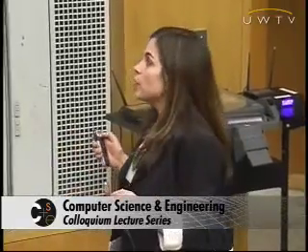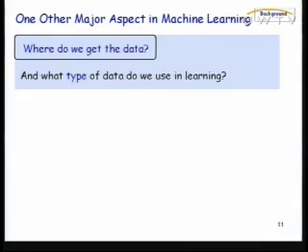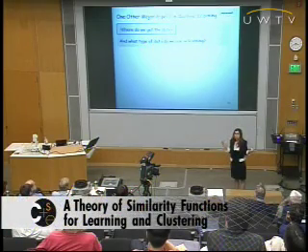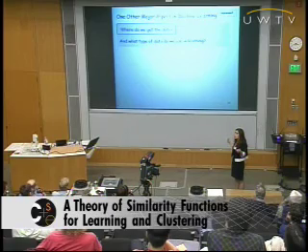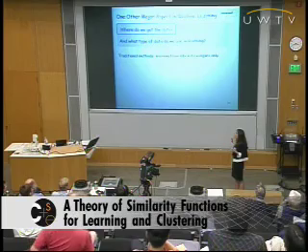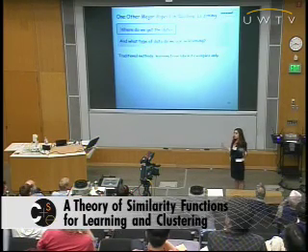And I'll talk about this in a few slides, but first, let me mention one other increasingly important aspect in machine learning today. And this is, where do we get the data from, and what type of data do we use for learning? So far, I have talked about supervised learning only. For the spam problem, for instance, I assume that we have labeled examples only. And this is the classic, standard learning paradigm.